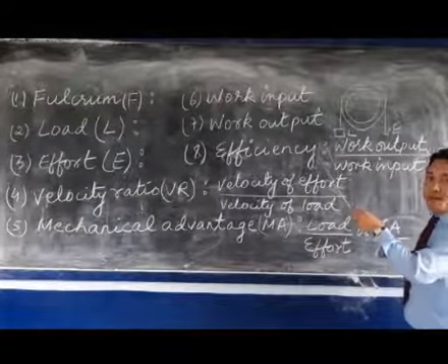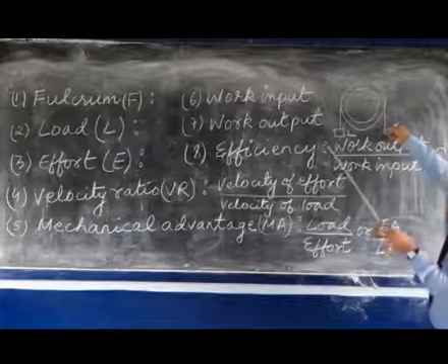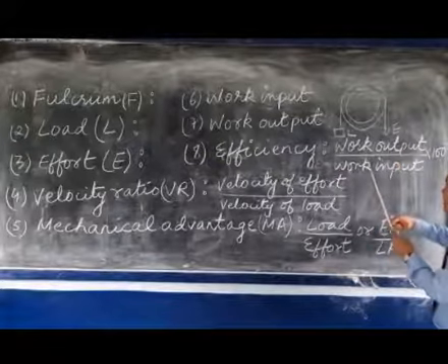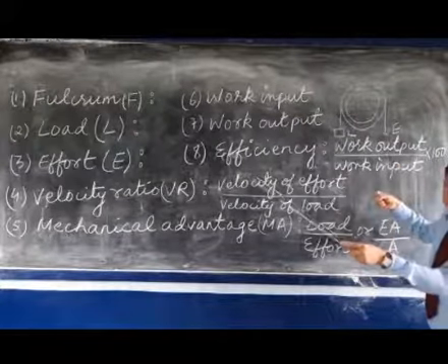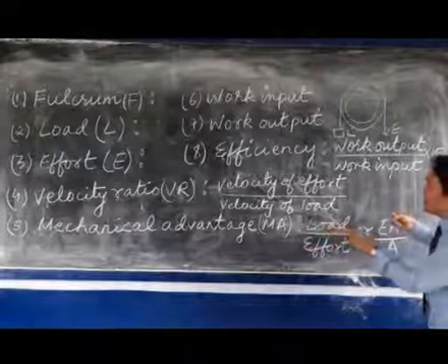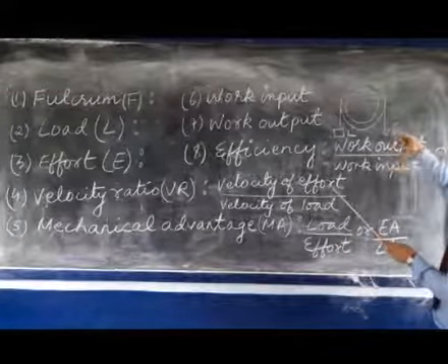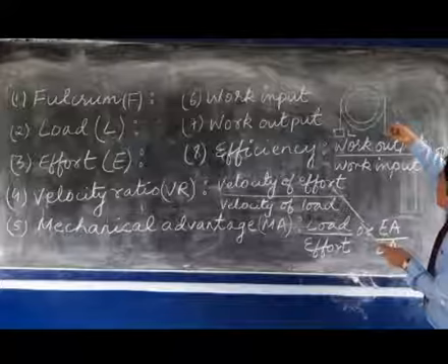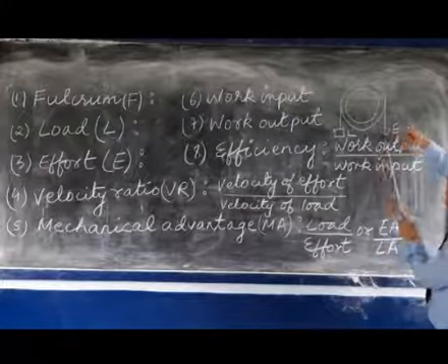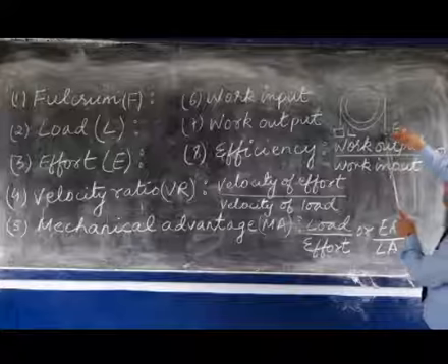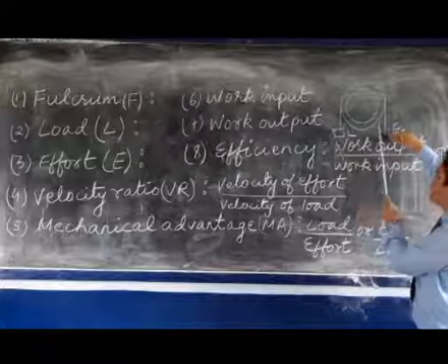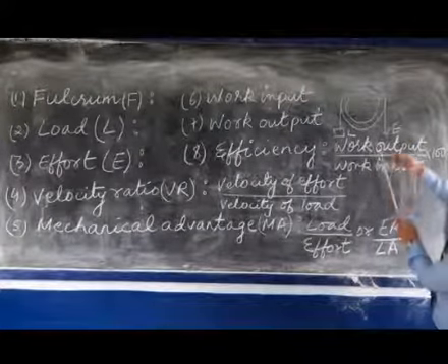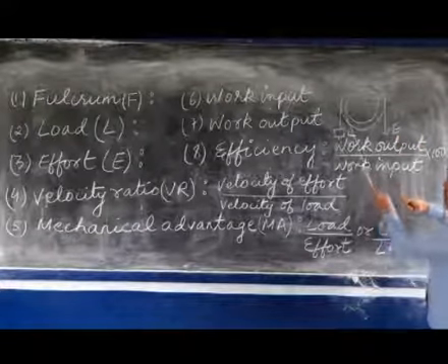Once you fill the bucket with water, you pull the string in the downward direction. When you pull the string, it covers a distance. We call that the velocity of effort, because here we are applying the force. When you pull the string on the right hand side, the load on the left hand side will move up. The string gets stretched, and as you keep pulling, the load keeps moving up.